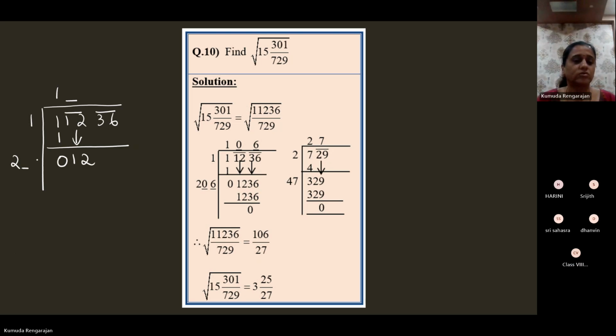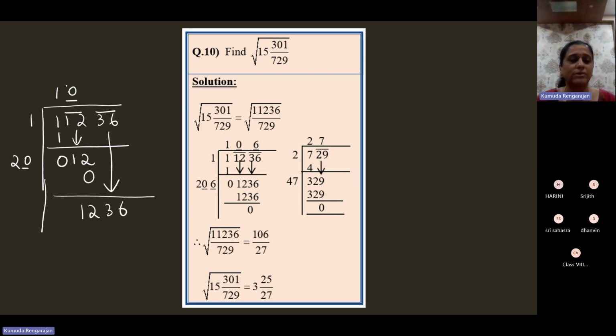So you'll have to place a 0 here and a 0 here. 20 into 0 is 0. So 12 is the remainder. The next pair comes down. Double the quotient, 2 into 10 is 20. This is the last step.